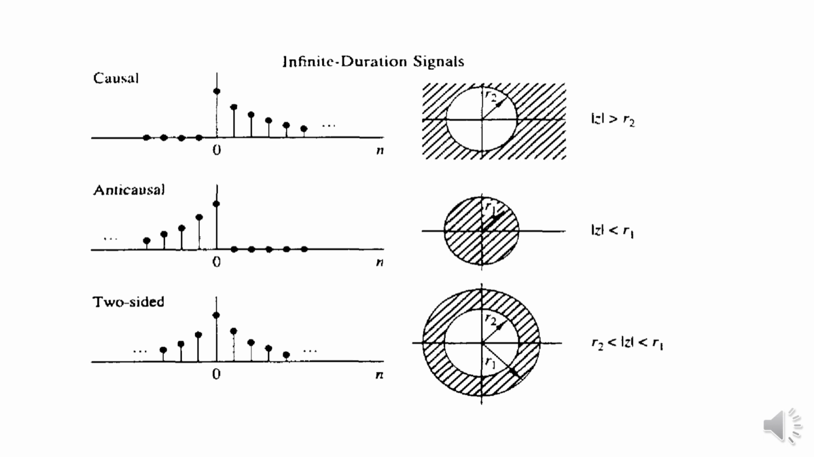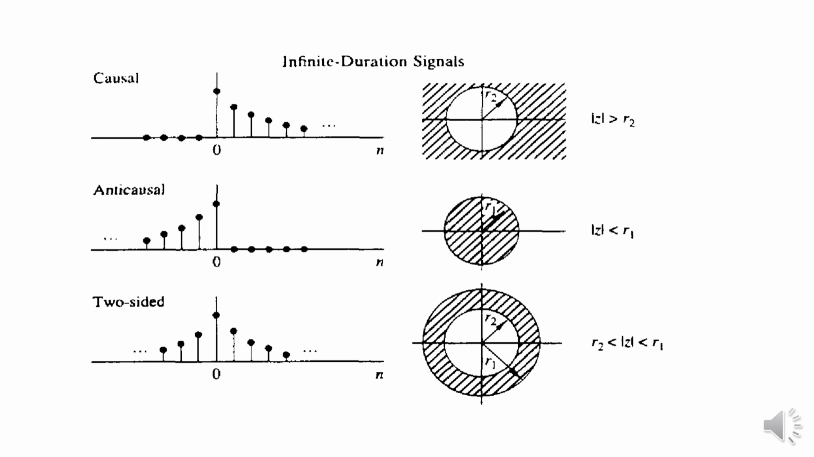Then we'll talk about infinite duration signals. When the signal is infinite duration, we have the first one, causal or right-hand side. In there, as I have told you previously, the region of convergence will be the exterior of a circle. Here the circle is magnitude of z equal r2, and the region of convergence is the exterior of that, which is magnitude of z larger than r2, right?